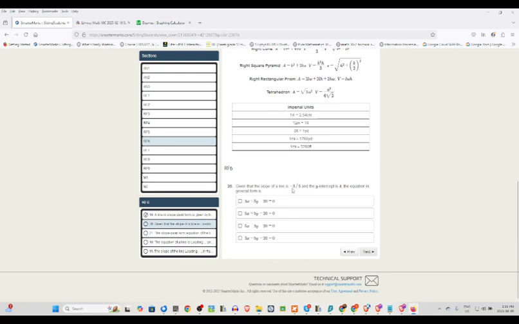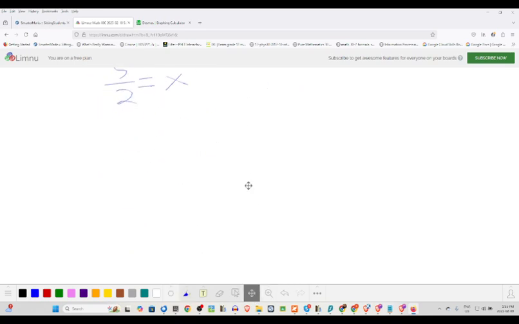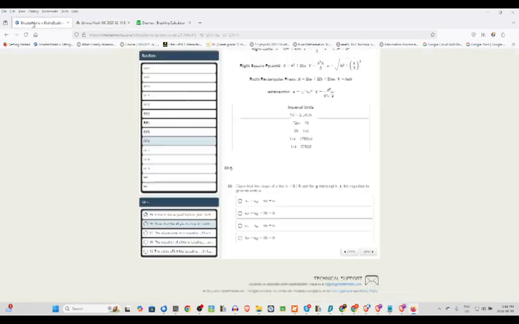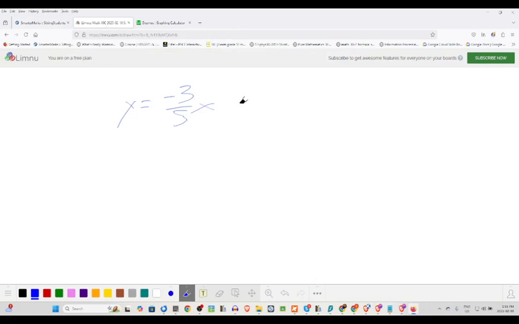Given that the slope of a line is -3/5 and the y-intercept is 4, the equation in general form is... So, here we go. Our slope is -3/5, and our y-intercept is 4. Now we want the equation in general form, so we convert.